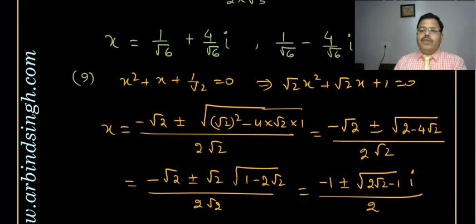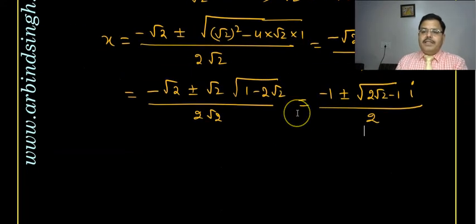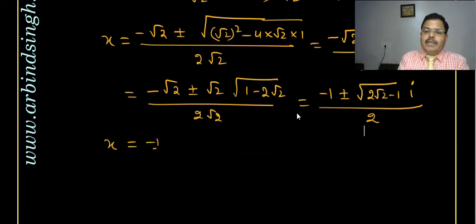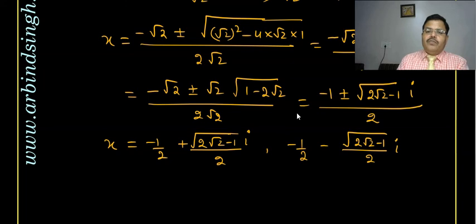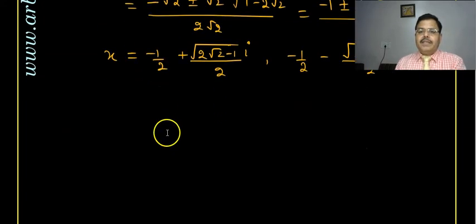So there are two values of this x: minus 1 by 2 plus under root of 2 root 2 minus 1 iota divided by 2, and another value is minus 1 by 2 minus under root of 2 root 2 minus 1 by 2 iota. So these are the two values of x.